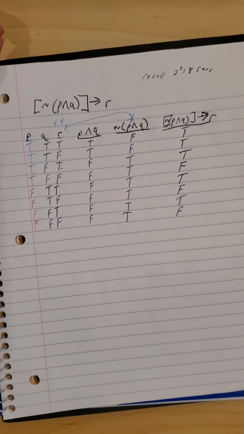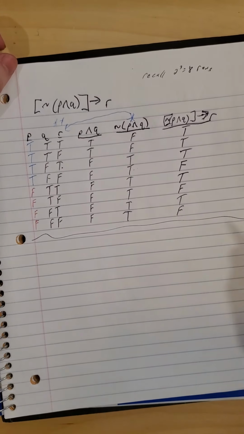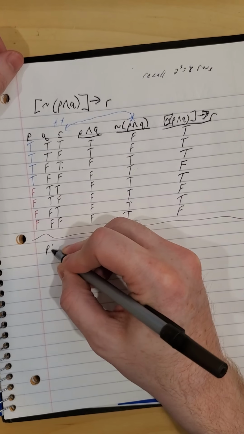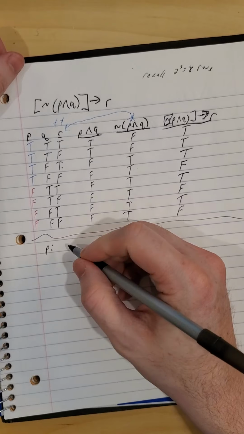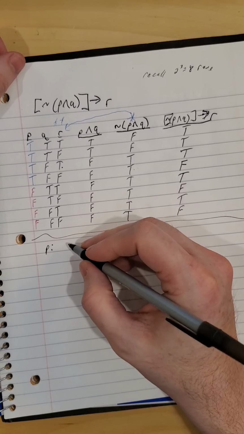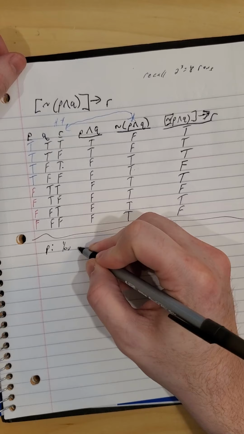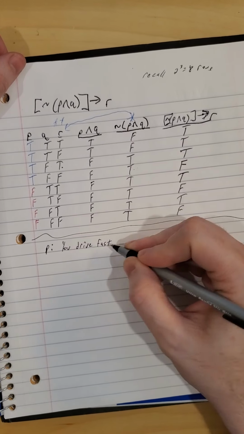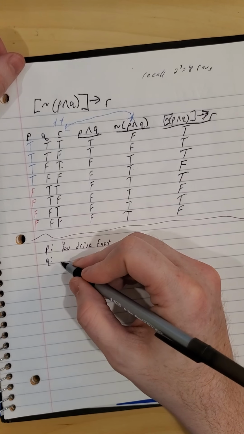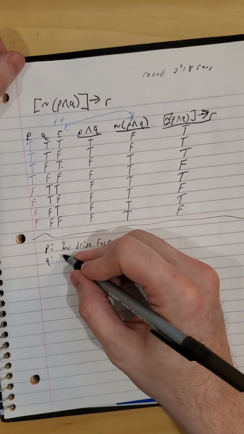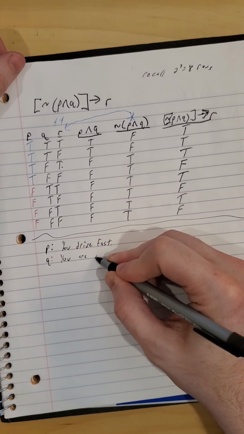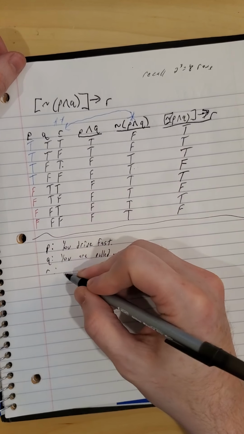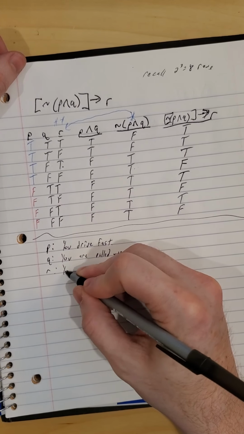So I also want to work on translating a little bit. So I'm going to make a few simple statements. So P will be you drive fast. Q will be you are pulled over. R will be you arrive early.